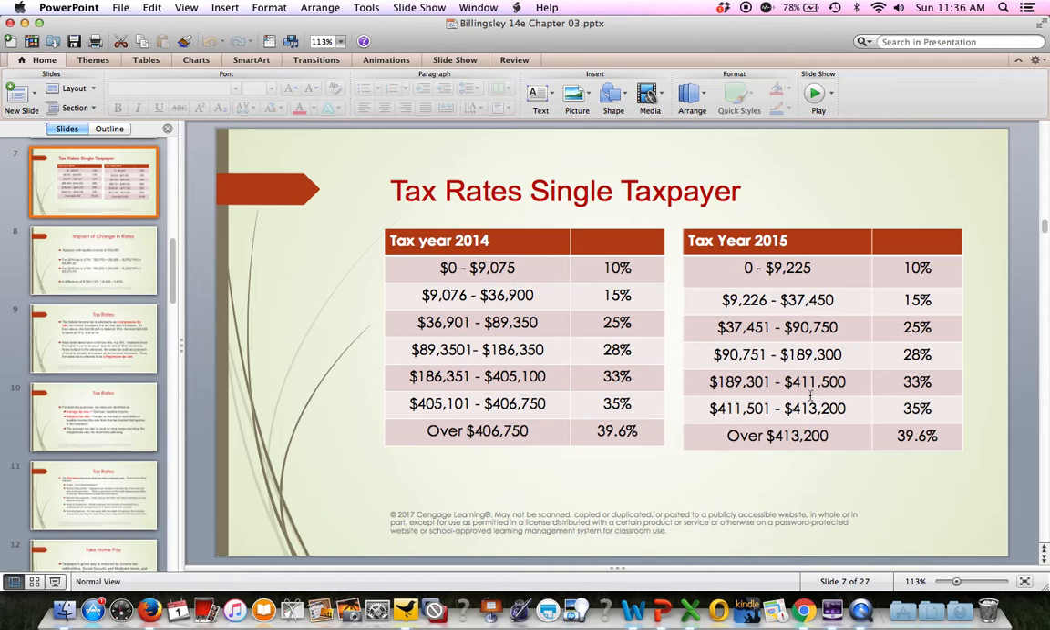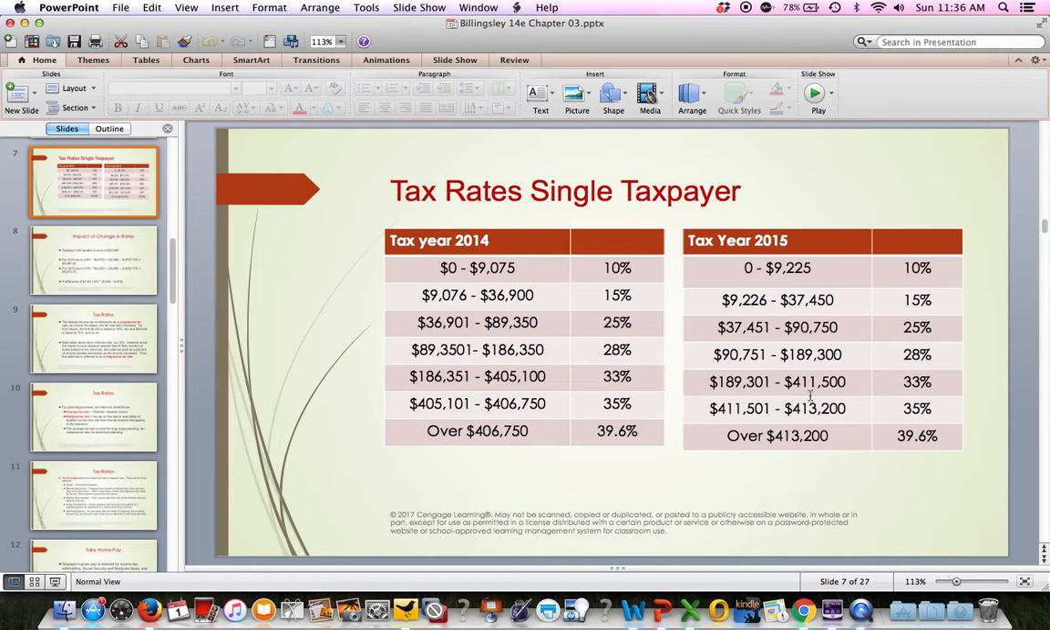Now these are tax rates that are older, even though this book has only been out for a year. These tax rates they've given us are older, and we'll just use what they've given us. They'll give us the rates when you do the problems in Cengage, but just be aware of that.